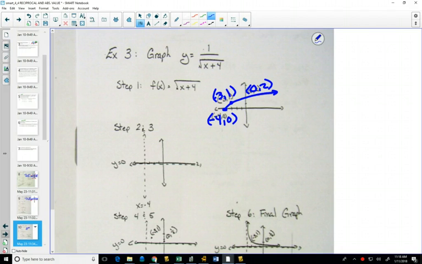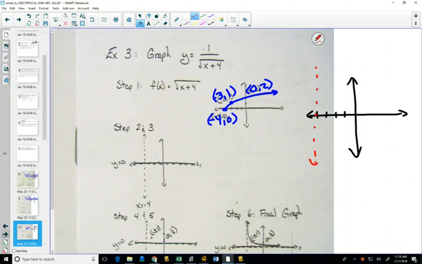Taking those points then, we could draw our reciprocal graph. Do we have any x-intercepts? Yes. We have an x-intercept at negative 4. So we'll have a vertical asymptote at x equals negative 4.